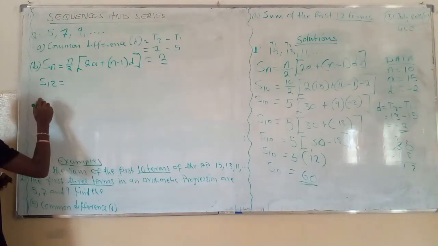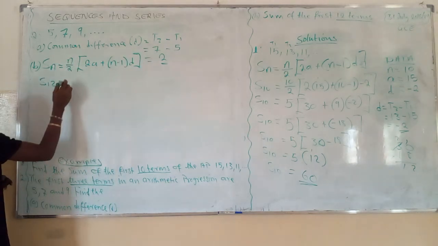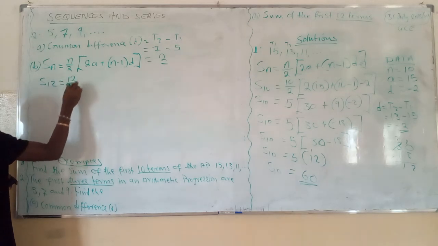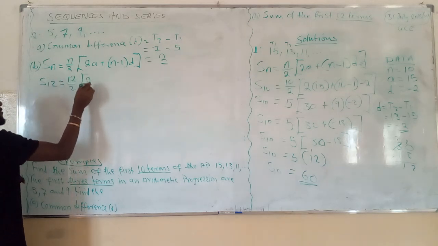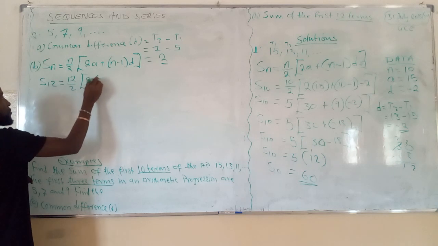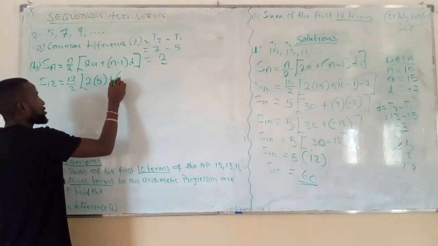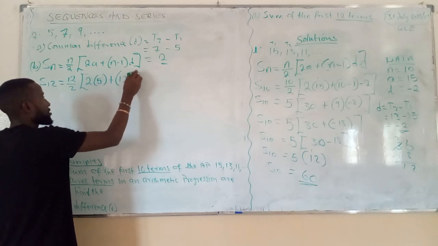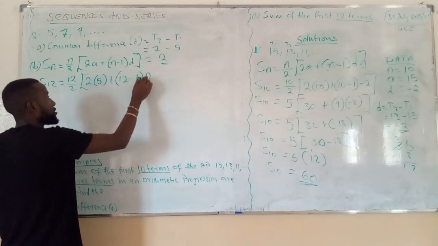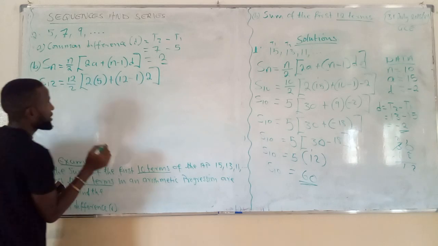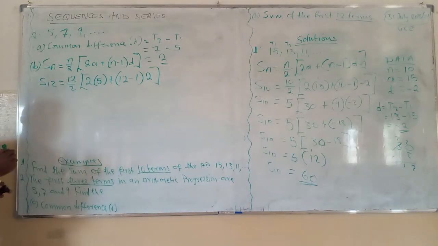What is my n here? My n is 12, because there are 12 terms. So I put 12 over 2, then multiply by 2 times my first term, which is 5, plus n minus 1, where n is 12, times my common difference, which is 2. I've replaced everything. Then I start calculating.